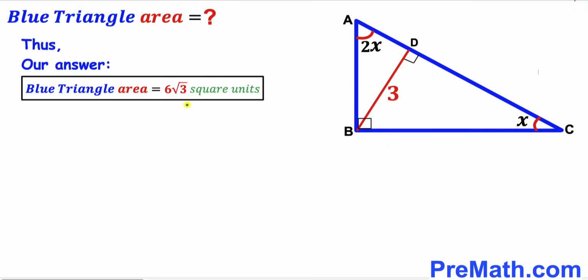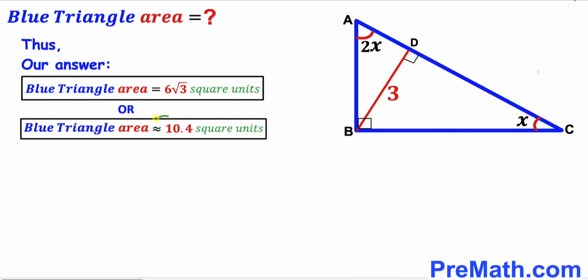So thus after all the calculations and manipulations, the area of this blue triangle ABC turns out to be 6 times square root of 3 square units. And that is going to be approximately equal to 10.4 square units as well. And that's our final answer.